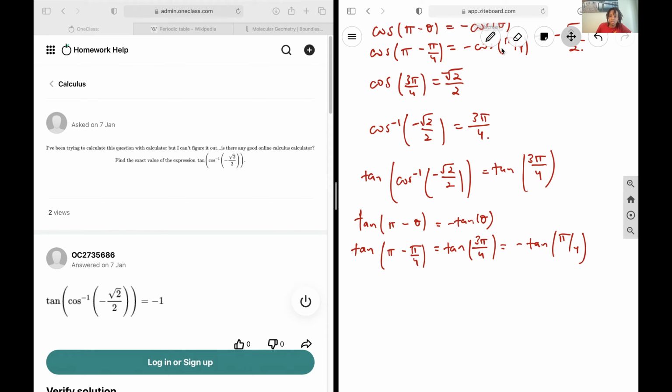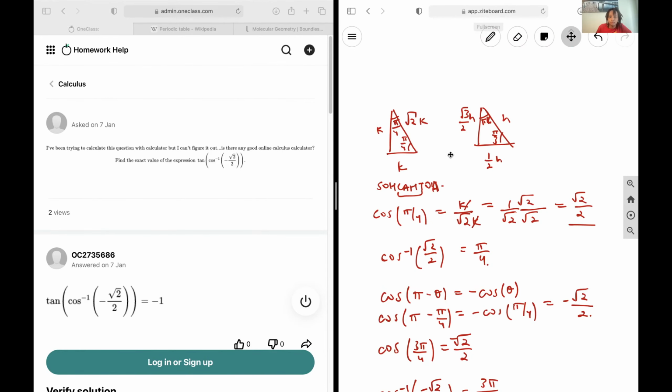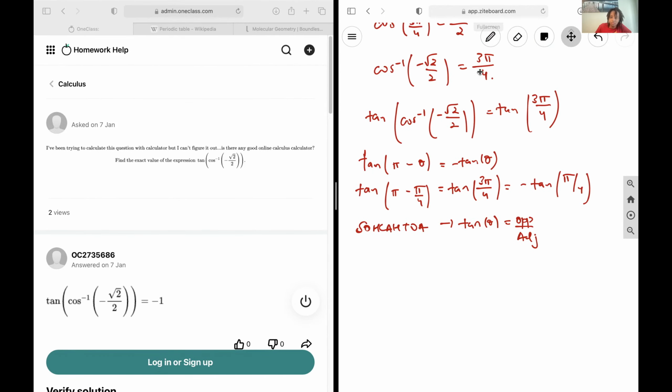And so again, back to your special triangles, just remember SOHCAHTOA. So we are looking for the opposite and adjacent. And so we look to our pi over 4 angle, opposite is k, adjacent is k, which means that tan of pi over 4 is going to be k over k, and that is going to give us 1. So the negative tan of pi over 4, which is equal to negative 1, is going to be equal to tan 3 pi over 4.